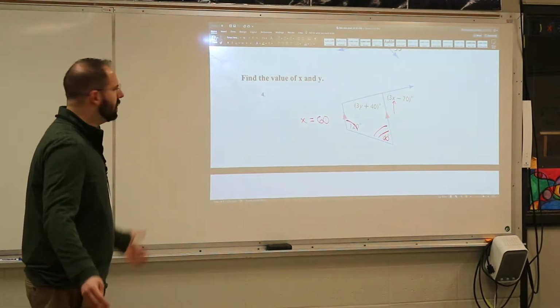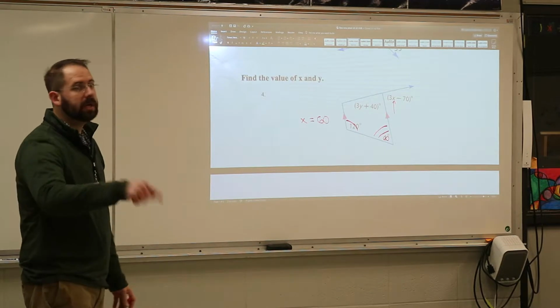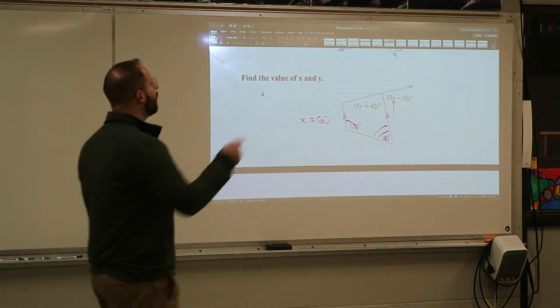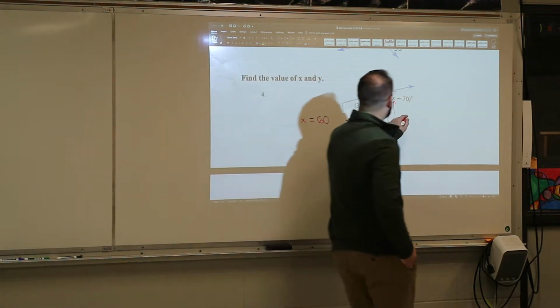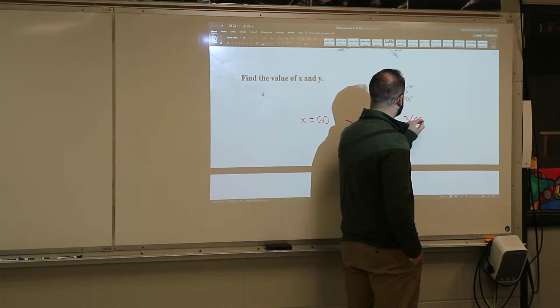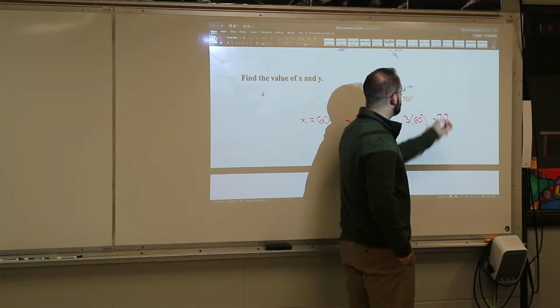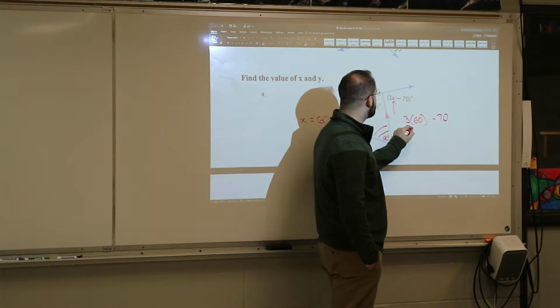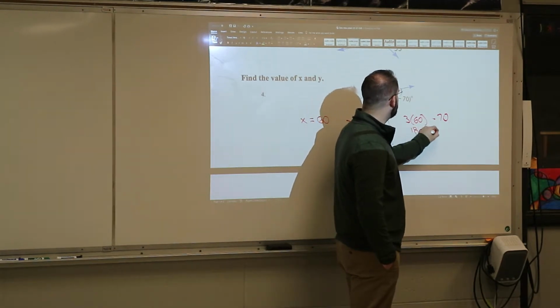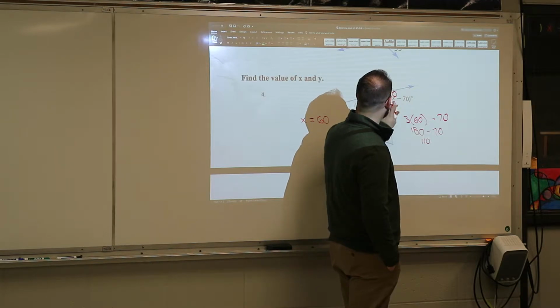A lot of people are like, Ward, how do you even do that last part? You already know x. So go plug it in. If I plug this in, I can plug this 60 in because we already know x is 60. This turns out to be 180 minus 70, which is 110. So this angle right here is 110.